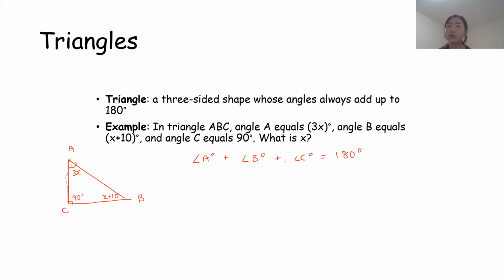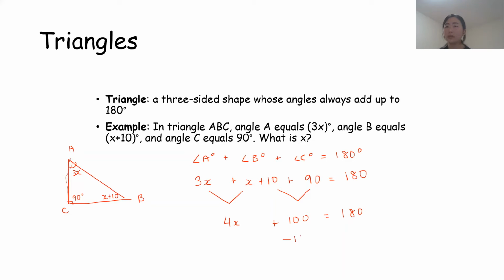Now we can substitute what we know about these angles into this equation to try and solve for x. Angle A equals 3x, so 3x, plus angle B is x plus 10, so x plus 10. And angle C is 90, so we can sub in 90. And all of that should equal 180. And now we can group like variables together to simplify the equation. 3x plus x is 4x, 10 plus 90 is 100, and 180 is the sum total.